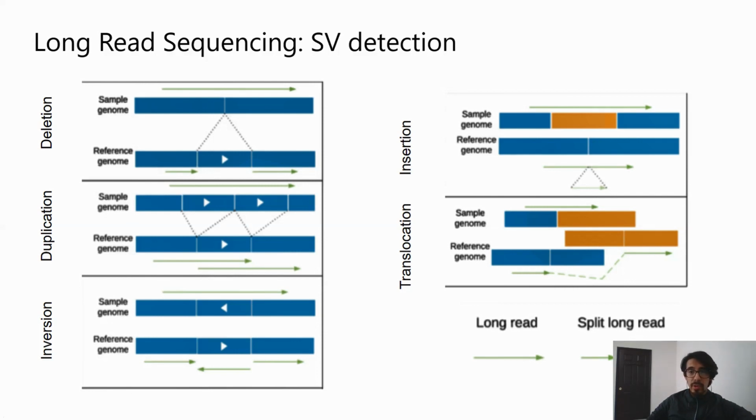Next, for insertions, we also get a split read, but in this case, a part of it will not map to the reference as the sequence is missing. Next, for translocations, one part of the read will be mapping to a specific chromosome, while the other part of the read will map to another specific chromosome.